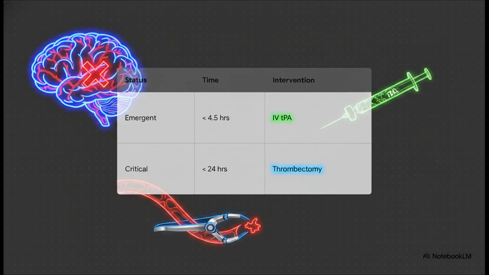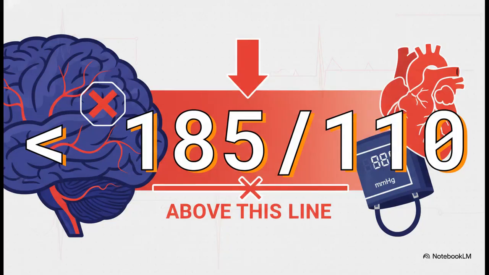But if we're dealing with a critical large vessel occlusion, even up to 24 hours out, that requires a mechanical thrombectomy. We physically have to go in there and pull the clot out. And there is a brutally strict hemodynamic threshold here.